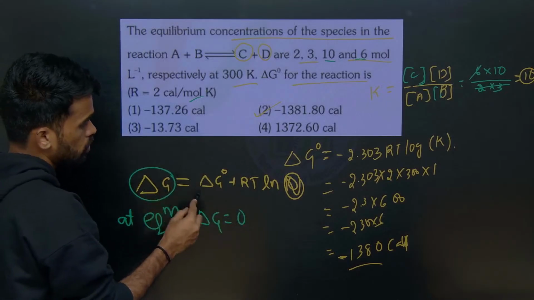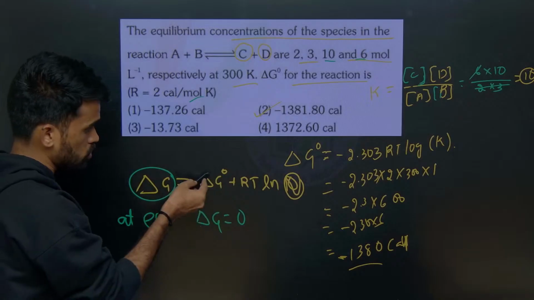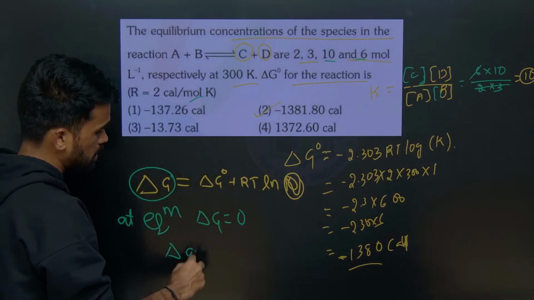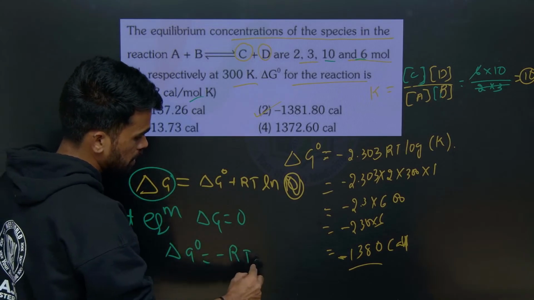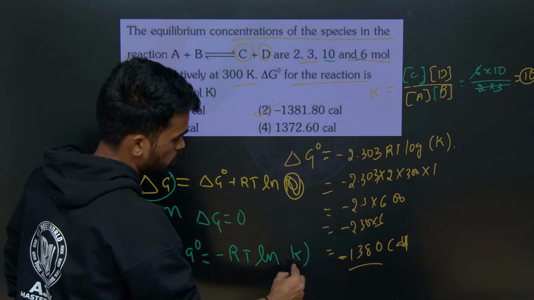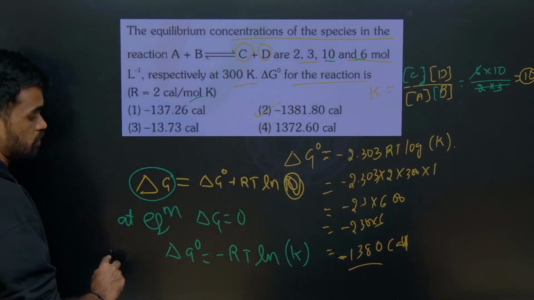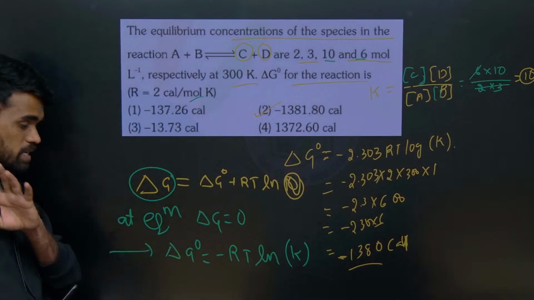If it is 0, the equation equals 0, then if we send this to the other side, delta G naught becomes minus RT ln K. This is what you have taken here. Okay, so this is one equation where you can expect a question.